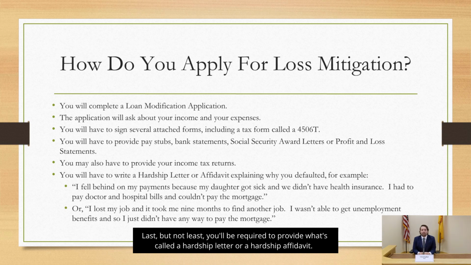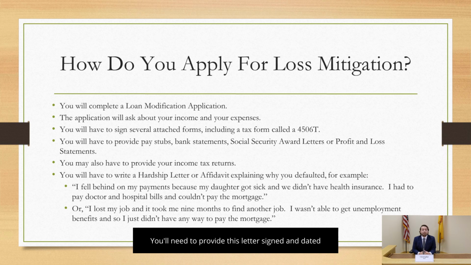Last but not least, you'll be required to provide what's called a hardship letter or a hardship affidavit. This is a letter by you explaining why you went into default on your mortgage payments. This could be something as simple as I lost my job and I was unable to make my payments, or it could be longer depending on your specific circumstance. You'll need to provide this letter signed and dated along with your application for loan modification.